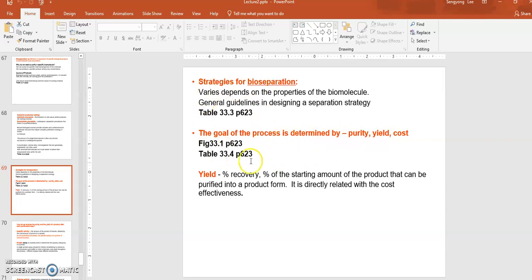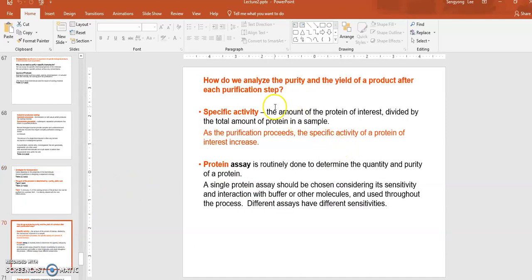Take a look at your textbook, tables and figures. There will be some additional explanation there. The yield is defined as percent recovery: how much of the entire mixture of molecules you're starting with, and how much of your API, the target molecule, you still recover at the end of your purification process. That matters, right? And then how do you analyze the purity and the yield of a product after each purification step? Of course, these are the ways.